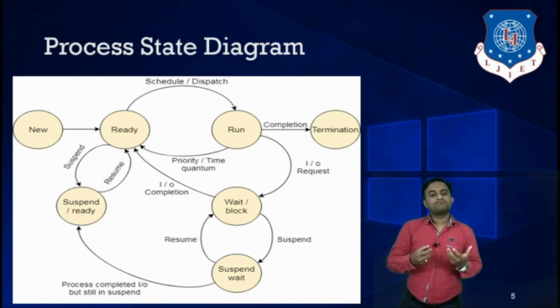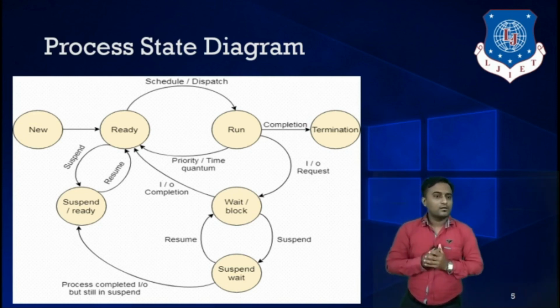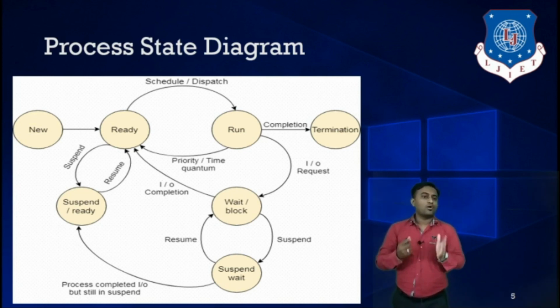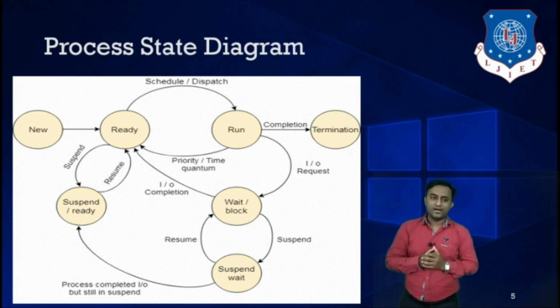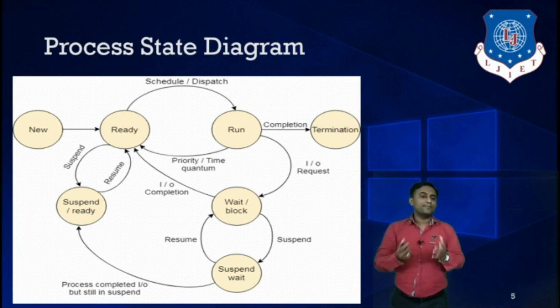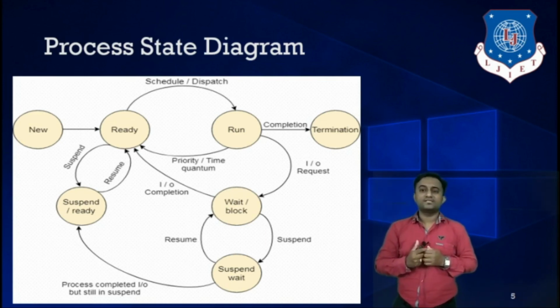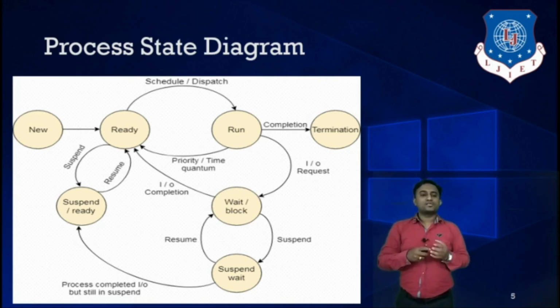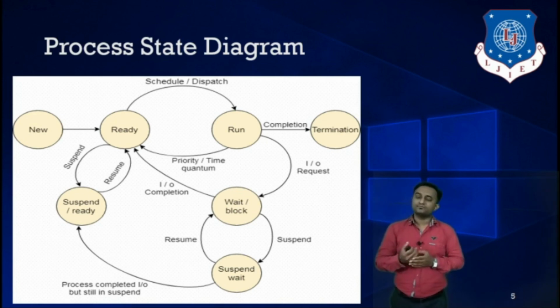So what will happen in this case, when the main memory of the blocking state is full, and any new process arrives at the waiting state? That process cannot be stored in the waiting block, or we can say waiting state. So that process will be suspended to the suspend wait state for its later execution.